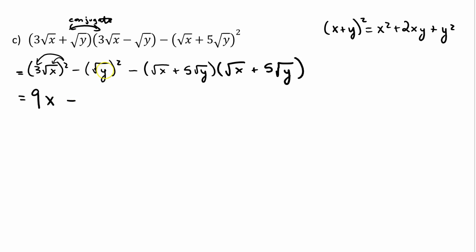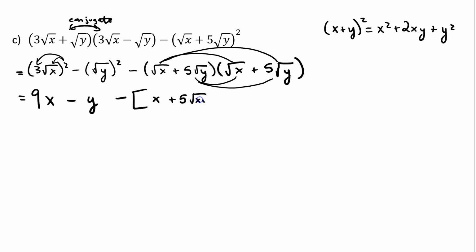minus y minus, and then I'm going to keep this in brackets because the minus is applied to this entire thing. So I'm going to use my distributive law 2 times. So root x times root x is x. Root x times 5 root y is plus 5 root xy. And then root x times 5 root y is going to be another 5 root xy plus 5 times 5 is 25. Y times y is y.